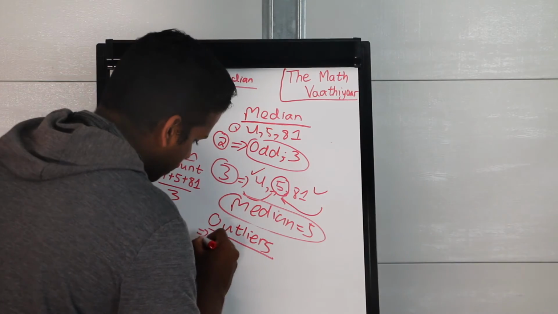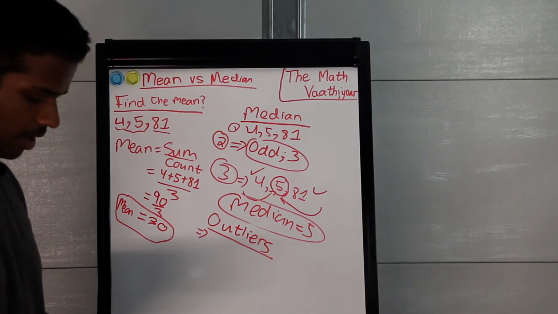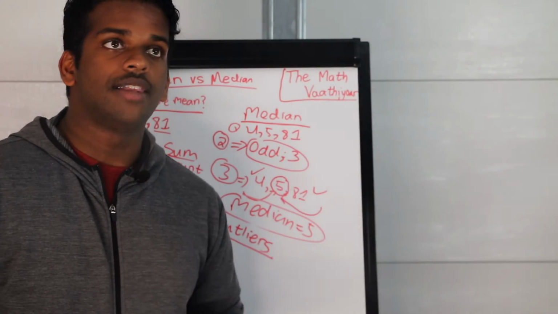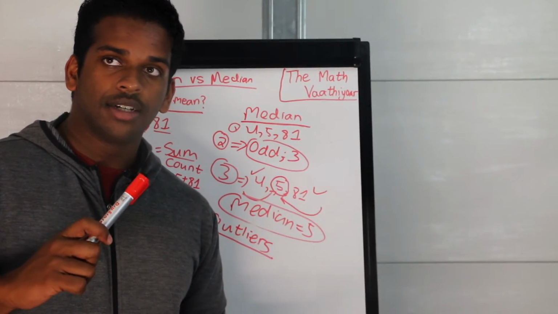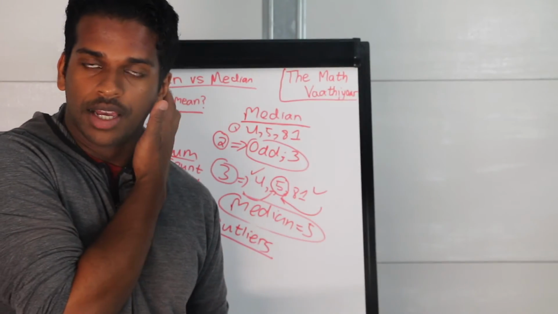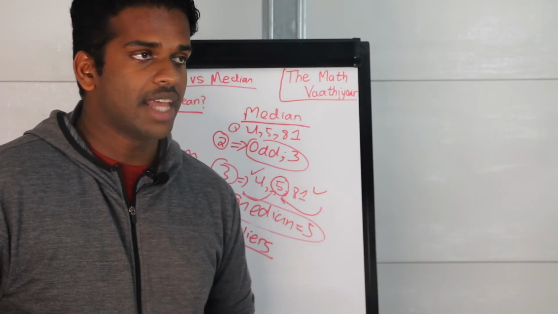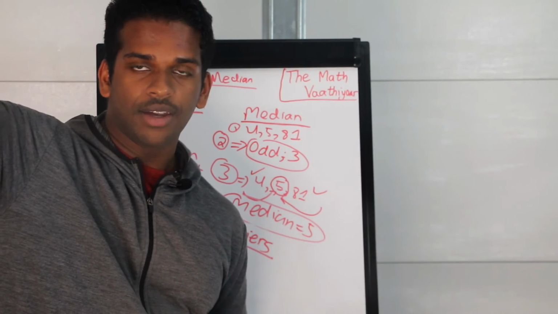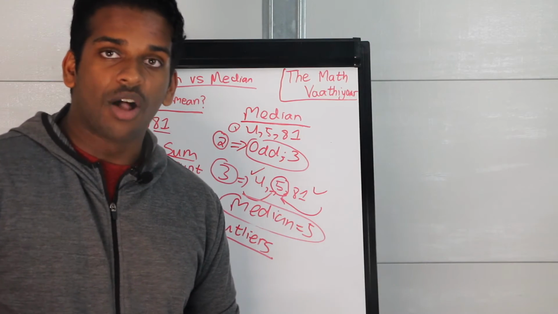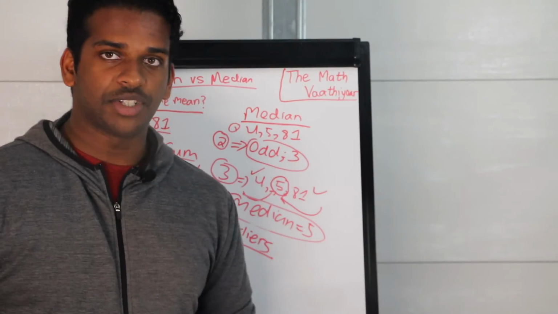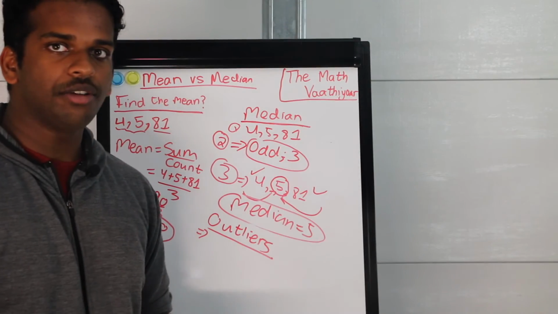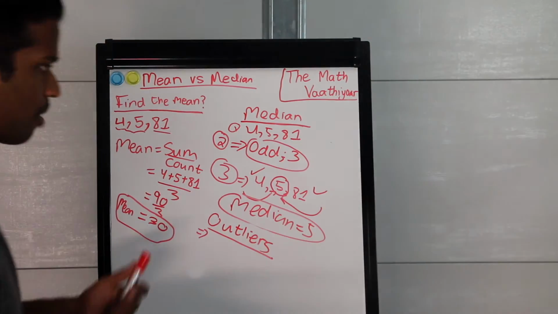Now, what are outliers? They are numbers or values or points that do not fall in the range of your other numbers, values, or points. They are numbers that are unusually large or unusually small compared to the other numbers in your data set. For example, here look, 4, 5, 81. 81 is an unusually large number compared to 4 and 5.